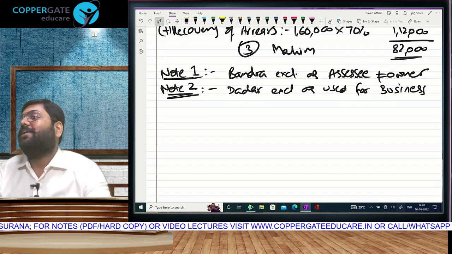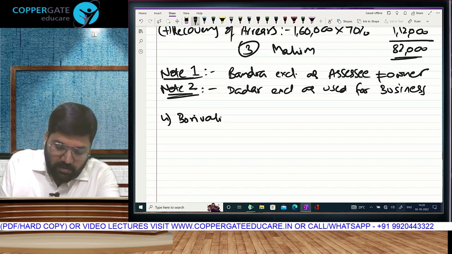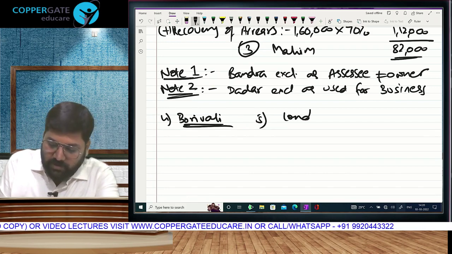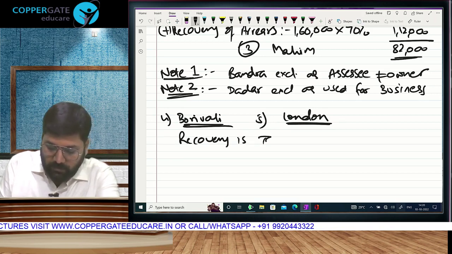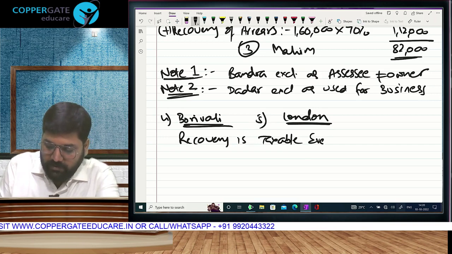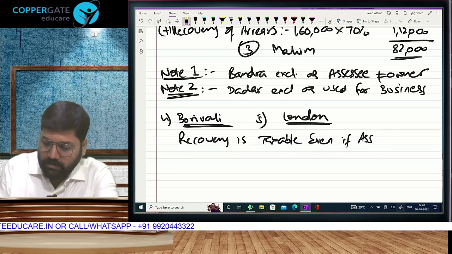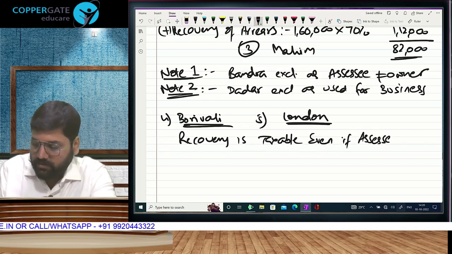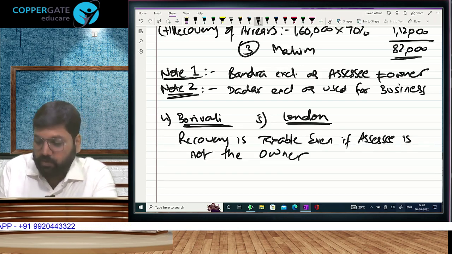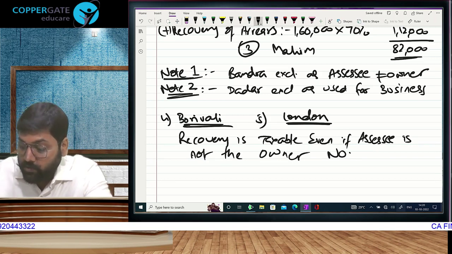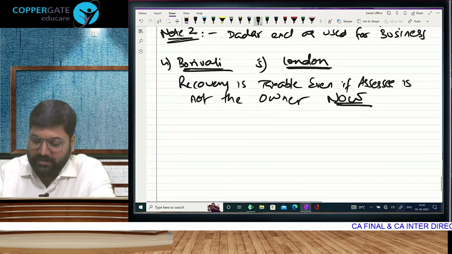Now, independent adjustment, the star-marked adjustment. 4th, Borivali. And 5th, London. First of all, let's be clear that recovery is taxable for both. Even if the assessee is not the owner. Sir, how so? The assessee was not the owner, that is why Bandra you have excluded. But not the owner now, no? Earlier he was the owner. But for Bandra he has never been the owner. Correct? Therefore we will take the recovery.